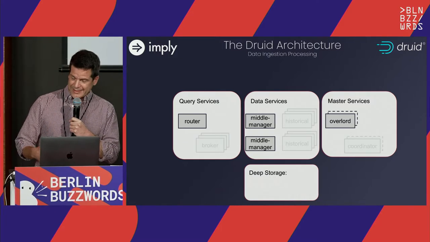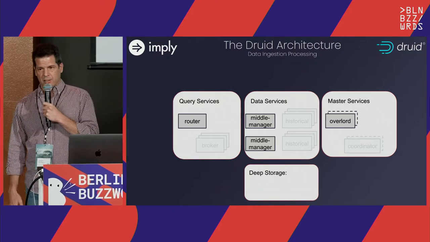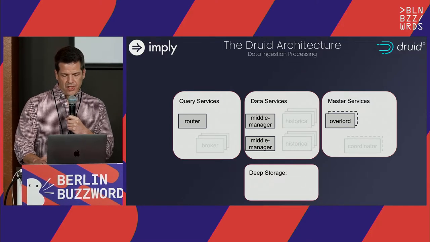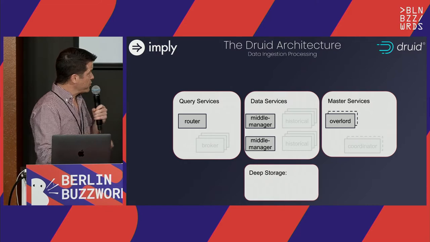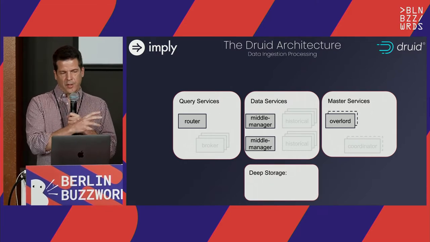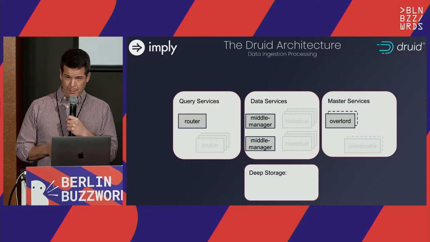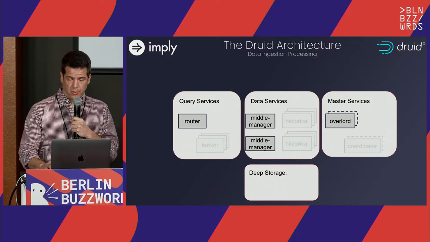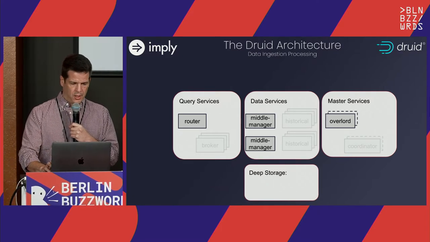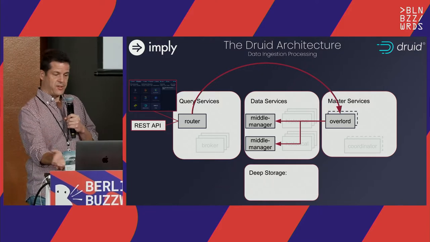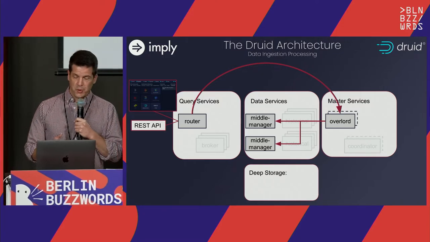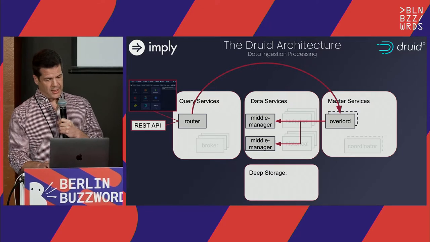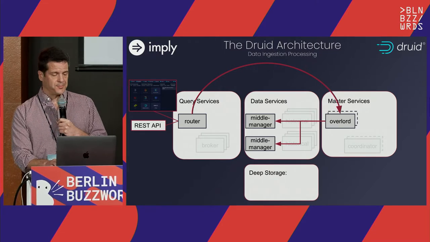So let's talk about data ingestion, which is one of the main processes that Apache Druid provides. In ingestion, there's a subset of these microservices that are involved, right? There's the router on the query service side. There's the middle managers, which manage the ingestion process, and the overlord, which controls the overall ingestion process and tells the middle managers what to do. So how does this work? First, it starts at the router, where you use REST APIs or the user interface that it provides as a web application to submit an ingestion request.